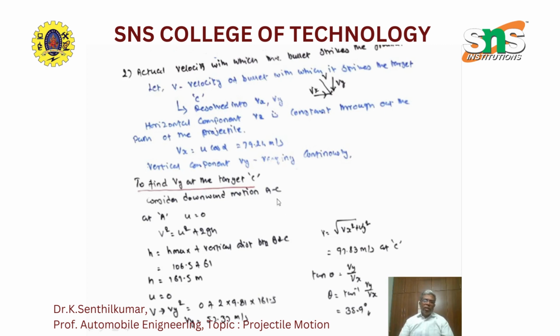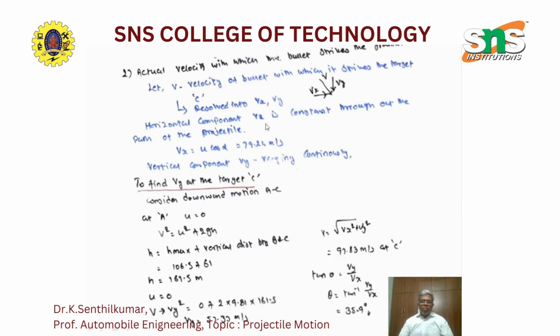Then coming to the second question, the actual velocity with which the bullet strikes the ground. Let v be the velocity of the bullet striking the target at C, where v is the final velocity. So this is also inclined, so we can resolve this inclined velocity into two components. One is the horizontal component Vx and the other is the vertical component Vy.